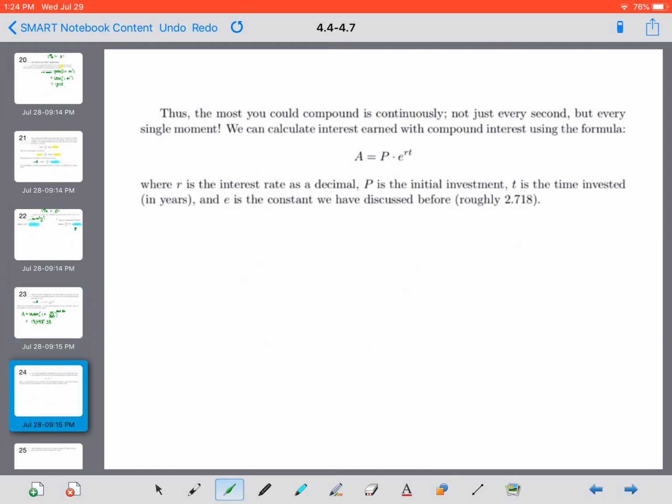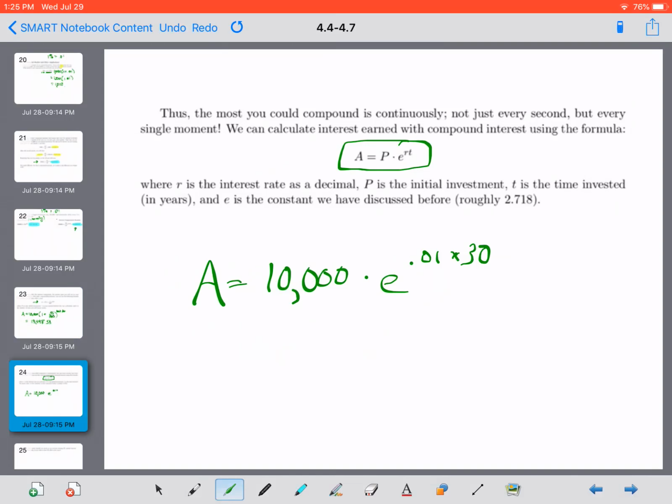So not just every second, but if you can imagine it compounding every possible moment of time, then you end up with this formula for figuring out how much you've earned in the end. A is equal to P times E to the RT, where P is your initial investment, T is the number of time that you've invested in years, and E is the constant that we've discussed before, that 2.718. So in the same example, the interest that we would earn if we compounded continuously would be given by the formula 10,000, that's your initial investment, times that constant number E, raised to R, that's 0.01, that's your interest rate as a decimal, times T, where T is the number of years, 30. Or you could write that as 10,000 times E raised to the 0.3.